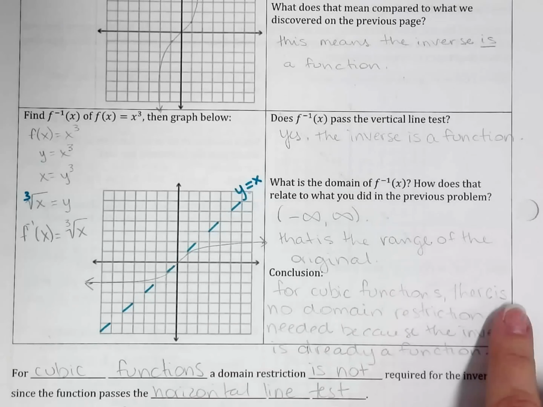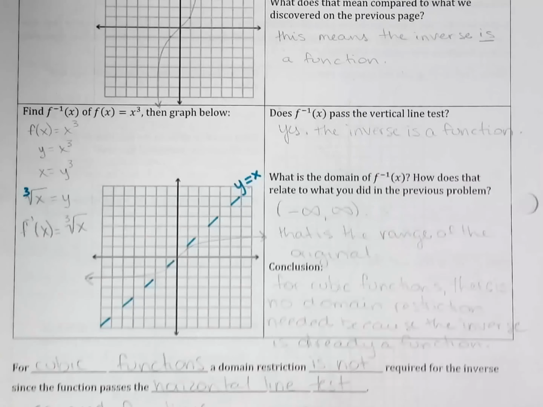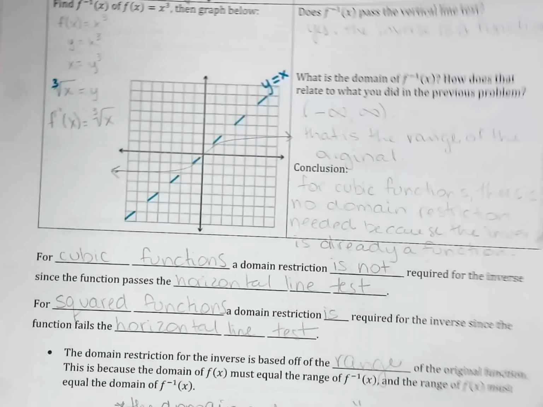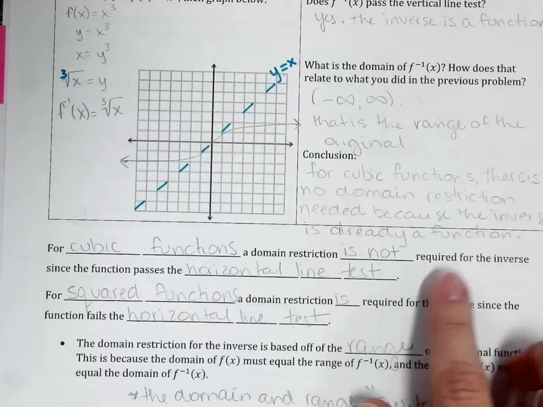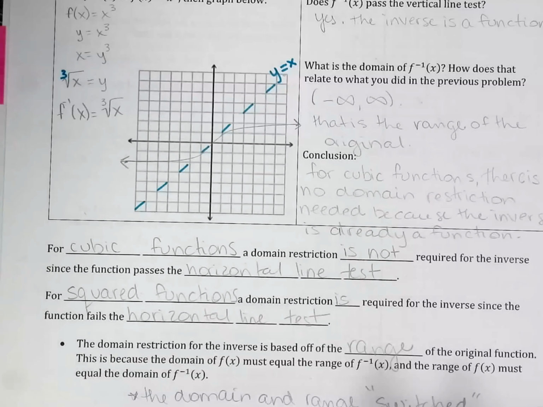So conclusion: for the cubic function, there is no domain restriction, and we like that because the inverse is already a function. For cubic functions, a domain restriction is not required for the inverse, since the function passes the horizontal line test.